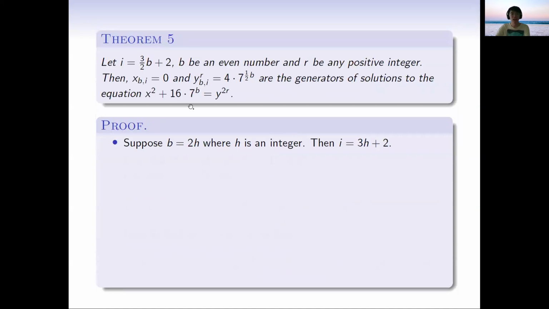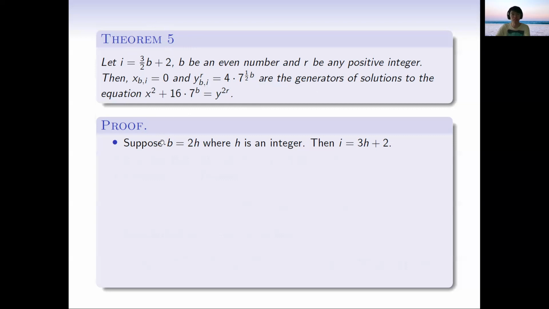And next, we have theorem 5. In this theorem, we show that when b is even and when i is 3/2 b plus 2, we have this and this as the generators of solutions to our equation. You can imagine this is just a special case of our main theorem. And in fact, we have two special cases here. And the next one I will show you in theorem 6.